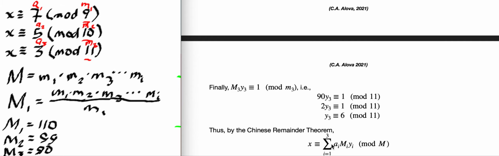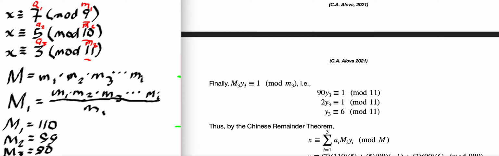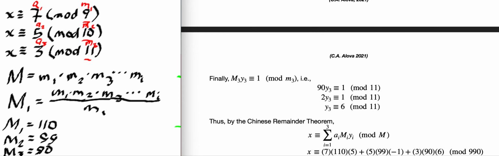So what we want is to get the summation. This unique solution is congruent to the summation of a sub i, big M sub i, y sub i, running from 1 to 3, which is in mod big M. Okay, what will it look like? It will look like this. Where did all these numbers come from, sir?